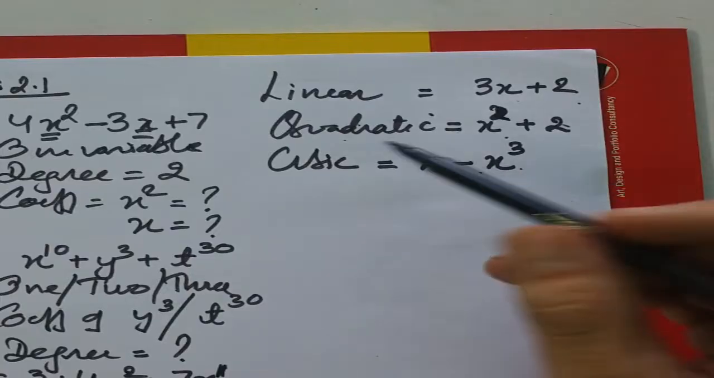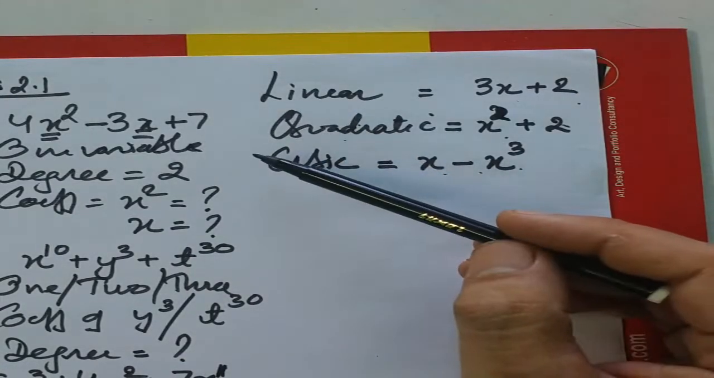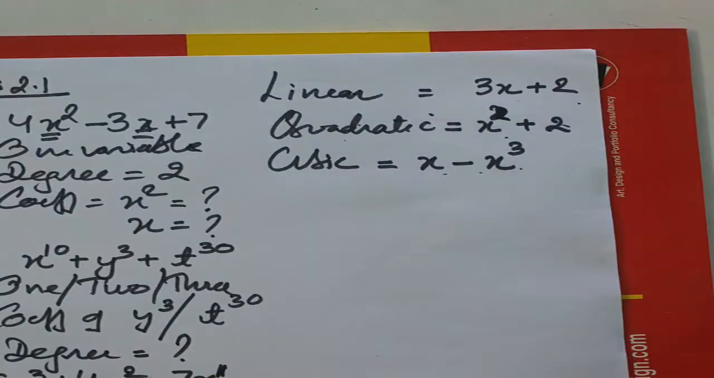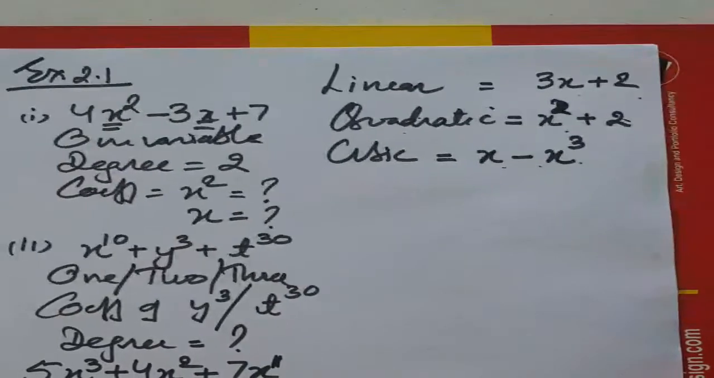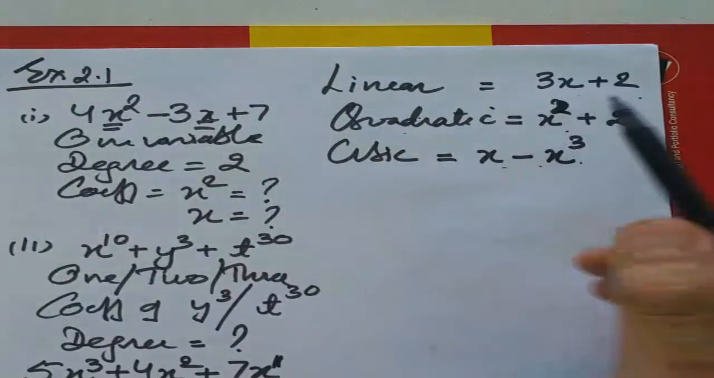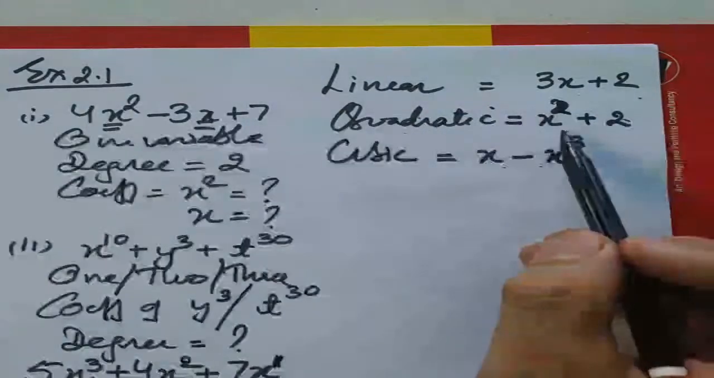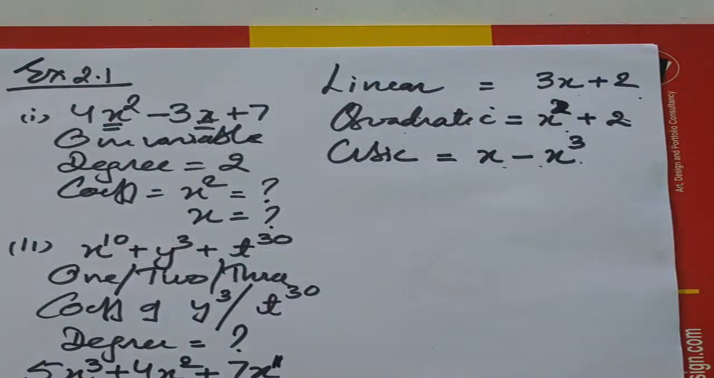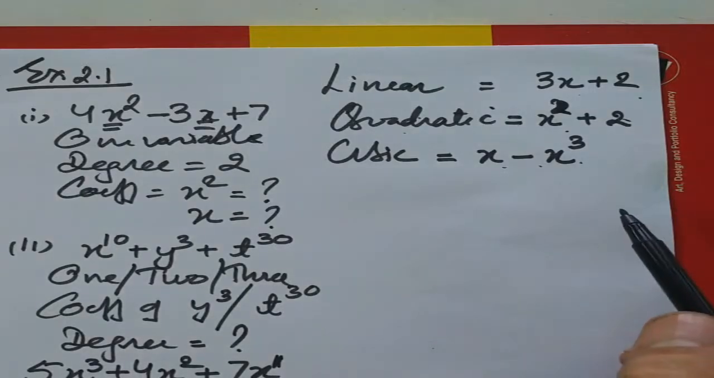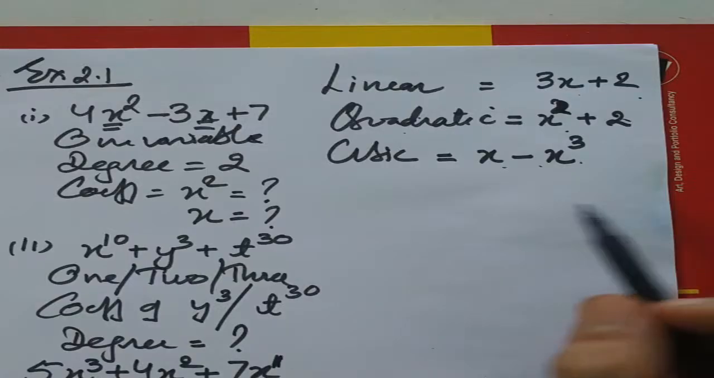These are the basics of polynomials, and there are three types. So in the coming exercises, you will be given a question where it will be written: write an example of a linear polynomial, or write an example of something else. Then you will have to remember what linear means, what quadratic means, and what cubic means. So this was the introduction. The first exercise deals with this.